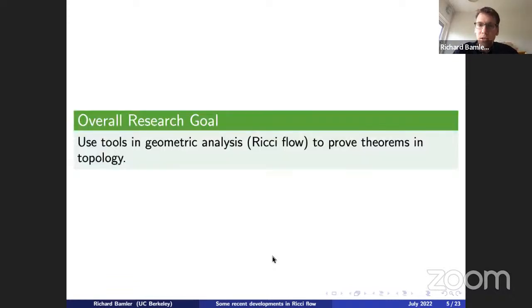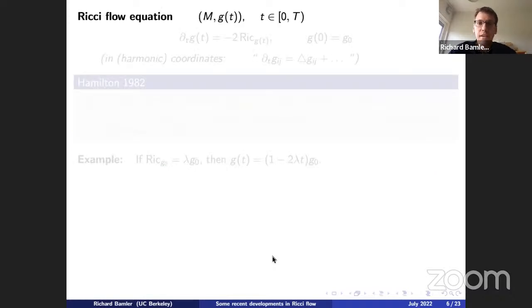All right, so let me start with the introduction. If I had to summarize my overall research goal, at least pertaining to this talk, it would be to use tools in geometric analysis, and in particular Ricci flow, to prove theorems in topology. And we see that very often we have to work really hard and for a very long time on the Ricci flow side to then obtain just a few topological results. But I would argue that this is worth the work.